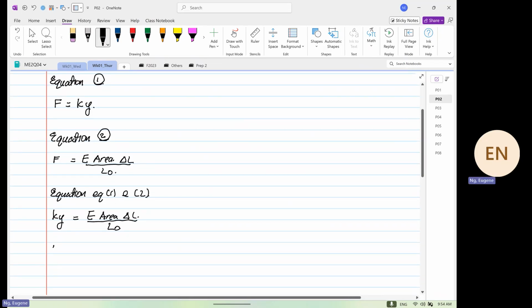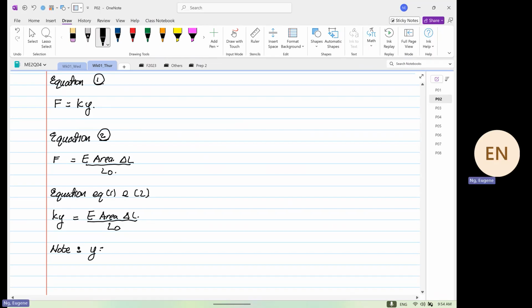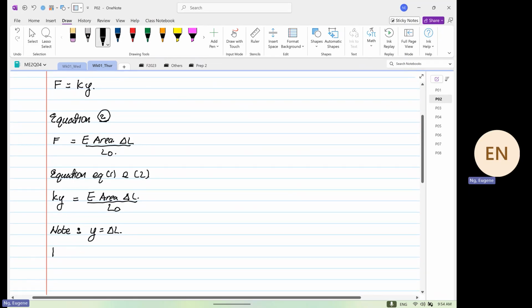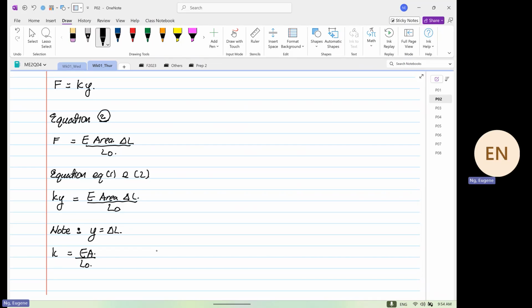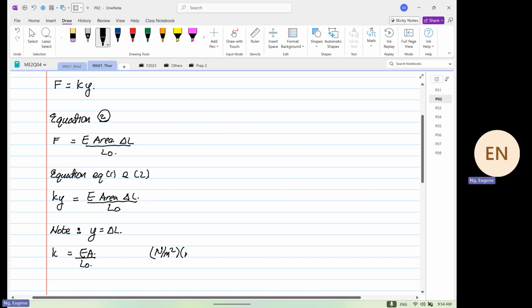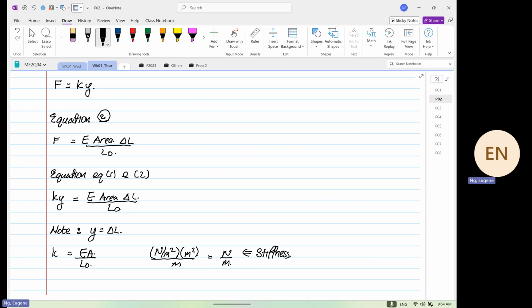Okay. So note that Y is also the change in length. From here, stiffness is equal to EA over L naught. So if we were to look at the units, what we have is Newton per meter squared multiplied by meter squared divided by meter, so this is equal to Newton per meter, and this is the unit for stiffness. So the stiffness for a structure is equal to the Young's modulus multiplied by the area divided by L naught. The longer your structure, the lower your stiffness. The higher the Young's modulus, the higher the stiffness, and the higher your cross-sectional area, the larger your stiffness.